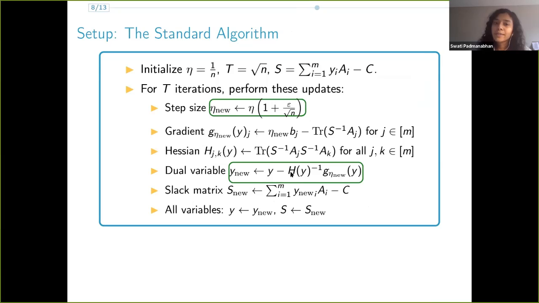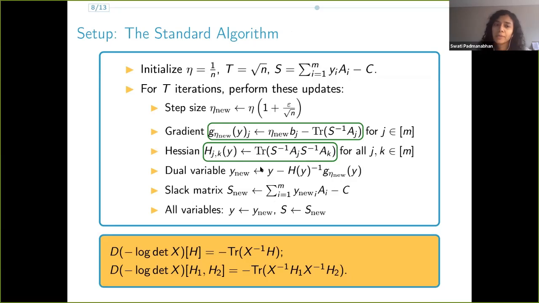Now note that the Newton step uses the Hessian and the gradient. The Hessian and gradient computations for our objective are here, which come from directional derivatives of the negative log det. Again, a standard calculation. The most expensive step per iteration is this Hessian computation, because you have to compute this trace of S inverse times a matrix and S inverse times another matrix.